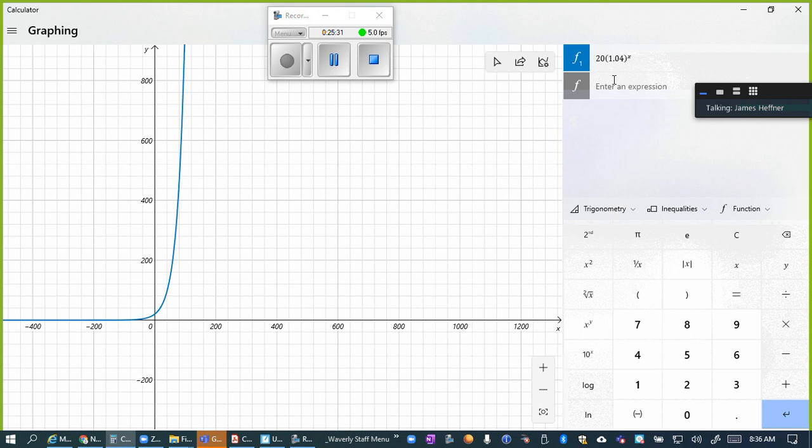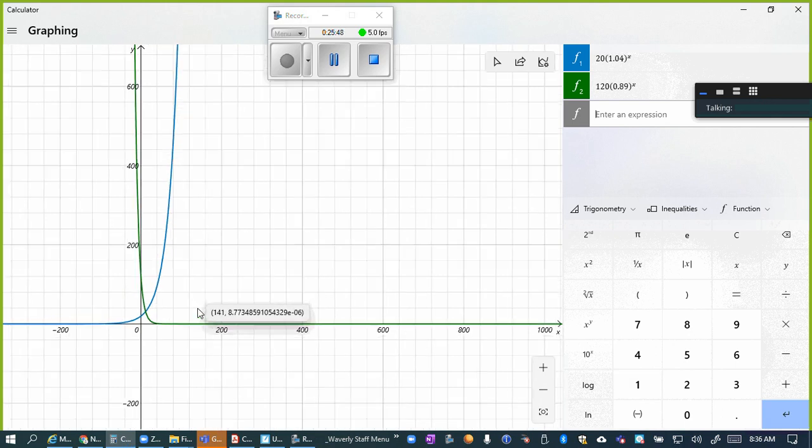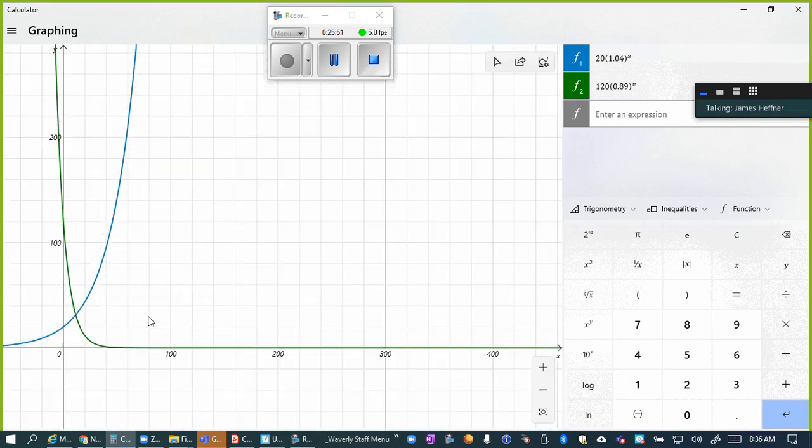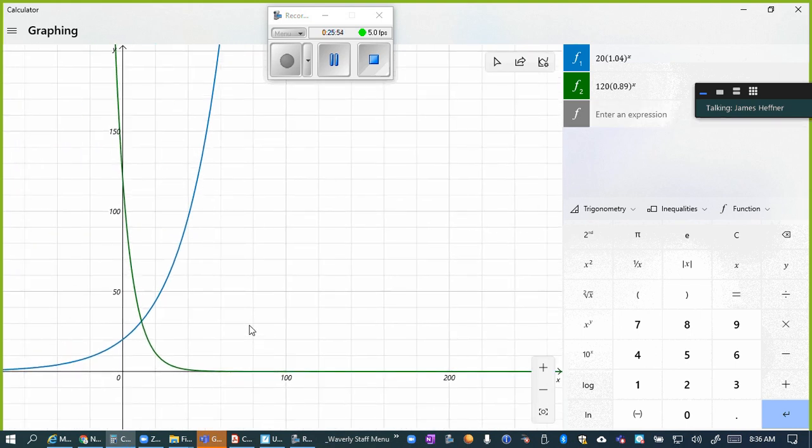And now let's put the other one in. Now I can put the other expression in there. That was 120 times 0.89 to the x. Enter. I'm just using the roller on my mouse, right? So then you can kind of trace here. You see where they're both, I got 11.5, 31. Start tracing.